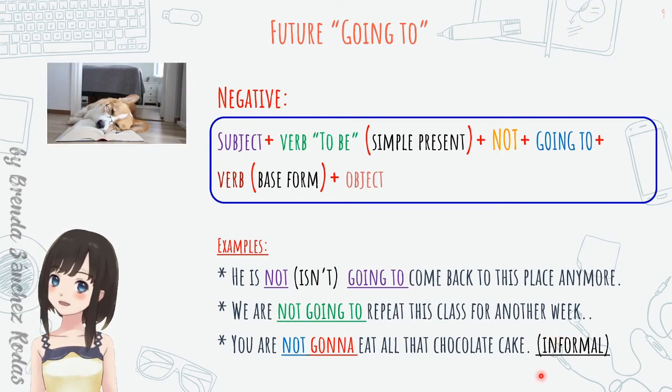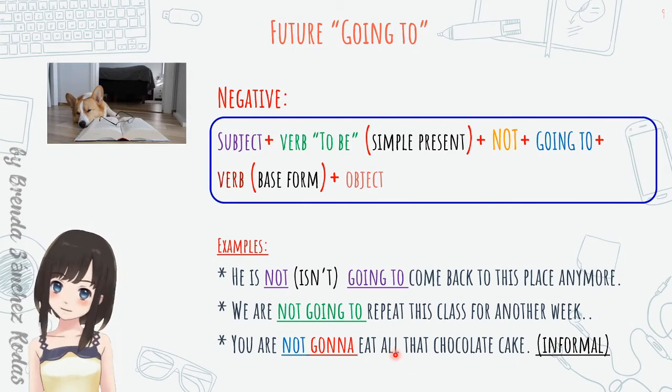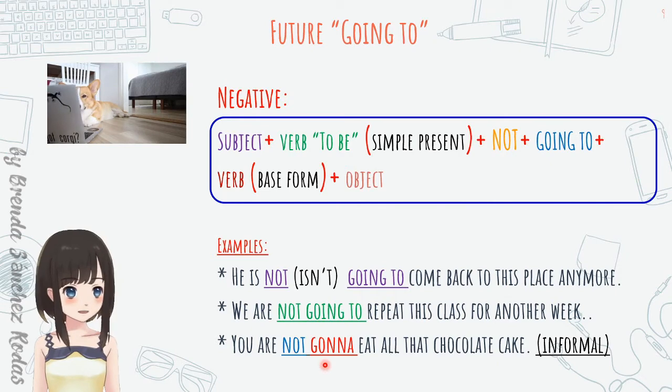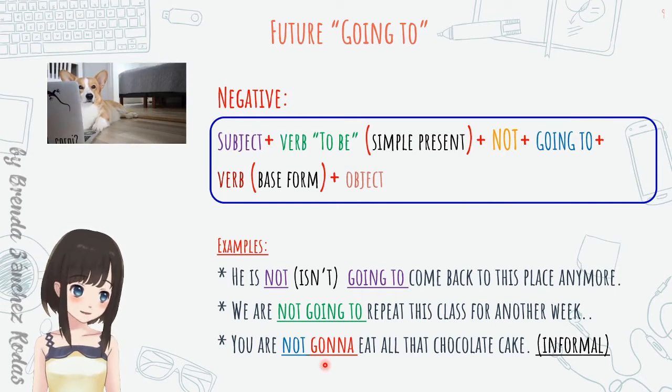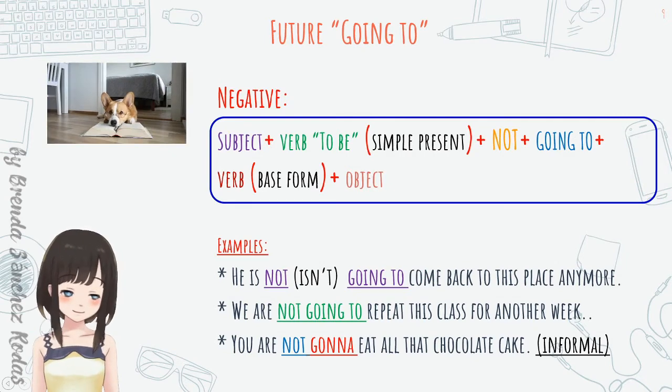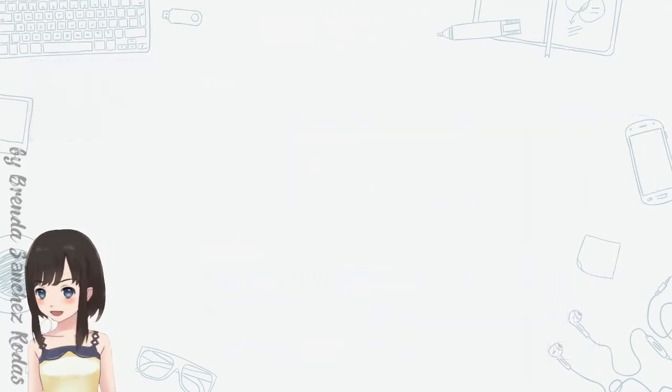Remember it's informal. You cannot talk to the authorities like this. Gonna is for spoken language and informal way. But going to is okay. Okay, so let's continue with the last one.